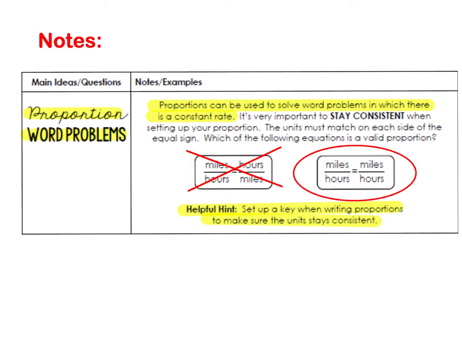So write this down in your notebook, please. Pause the video if you need to, but I want this in your notes. Proportion word problems. Proportions can be used to solve word problems in which there is a constant rate. And then down at the bottom, helpful hint: set up a key when writing proportions to make sure the units stay consistent. And I will kind of show you what I mean by that.